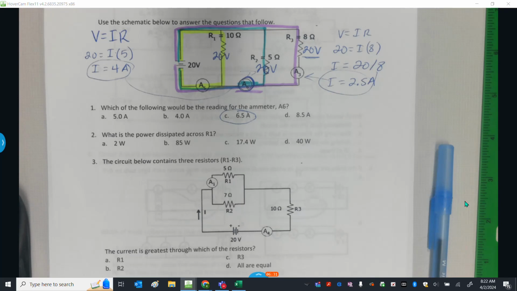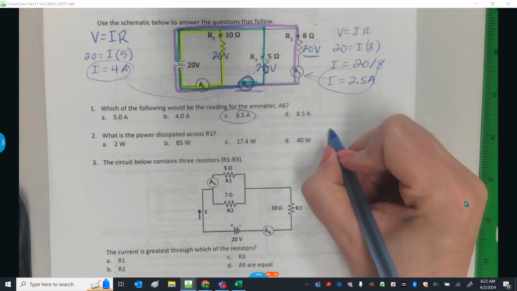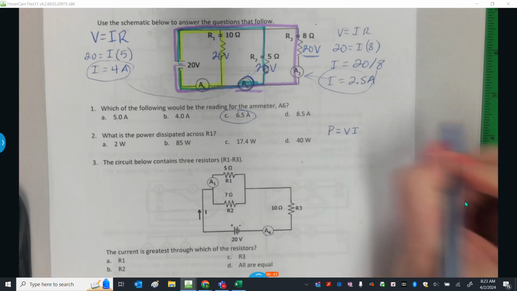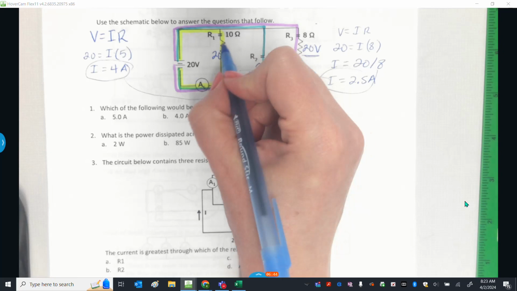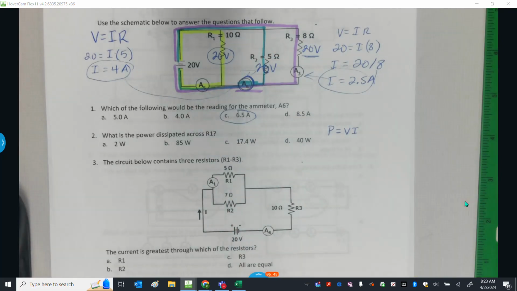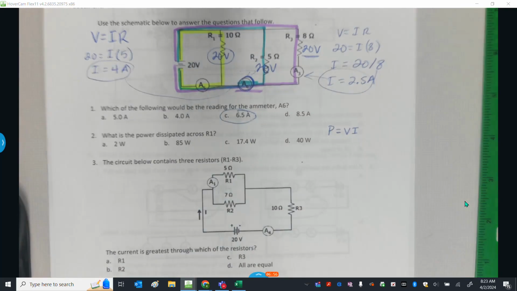All right, number 2 also goes with the same diagram. And number 2 says, what is the power dissipated across R1? I do have an equation for power. Power is equal to voltage times current. And if I look at R1, I know the voltage across R1, my voltage drop is 20 volts. But what I don't know is the current through R1. However, I can find the current here exactly the same way that I found it in the other 2 loops. So if I find that current, then I can go ahead and solve for my power.